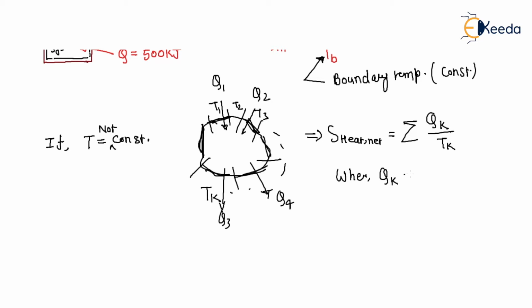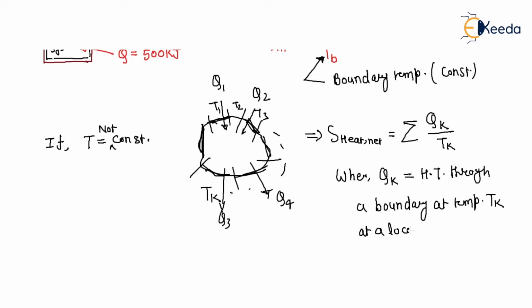where Qk is the heat transfer through a boundary at temperature Tk at location k. So this is your net entropy transfer through heat.